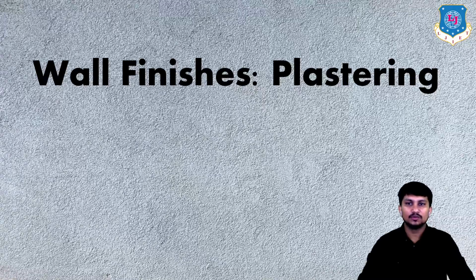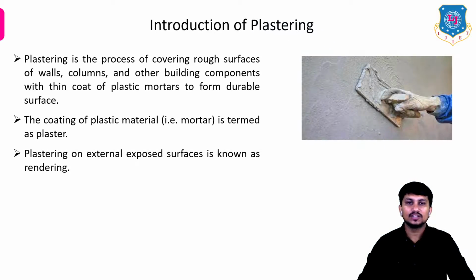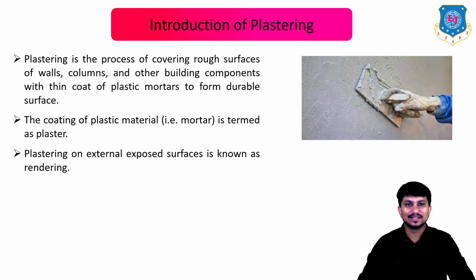Today's topic is about wall finishes, plastering. So let's begin. First of all, we will see what is plastering. Plastering is the process of covering rough surfaces of walls, columns, and other building components with a thin coat of plastic mortars to form a durable surface. This is how plastering looks like.